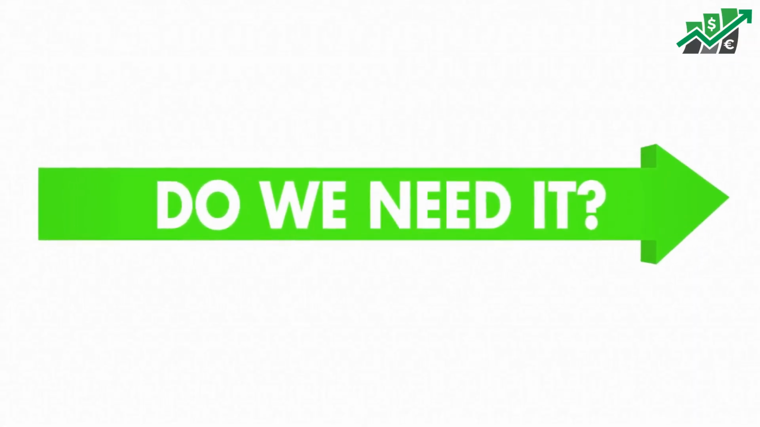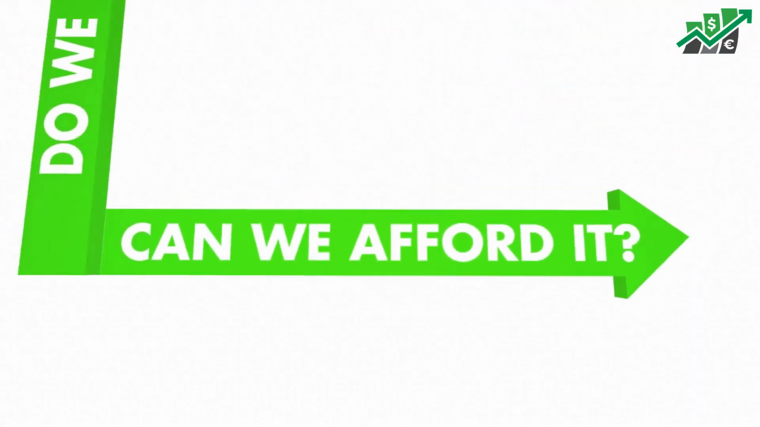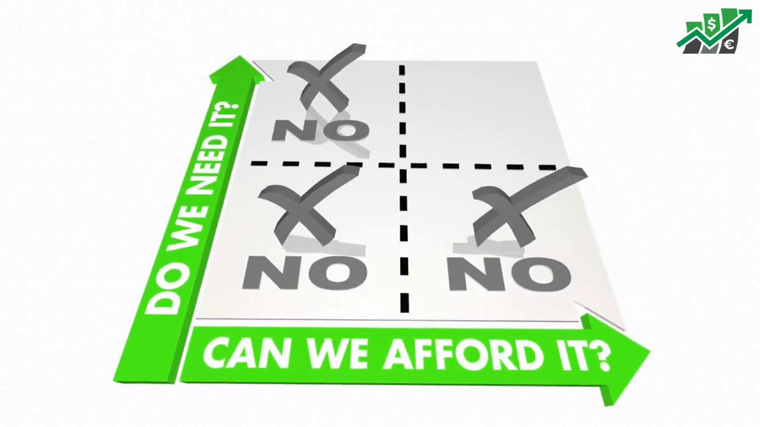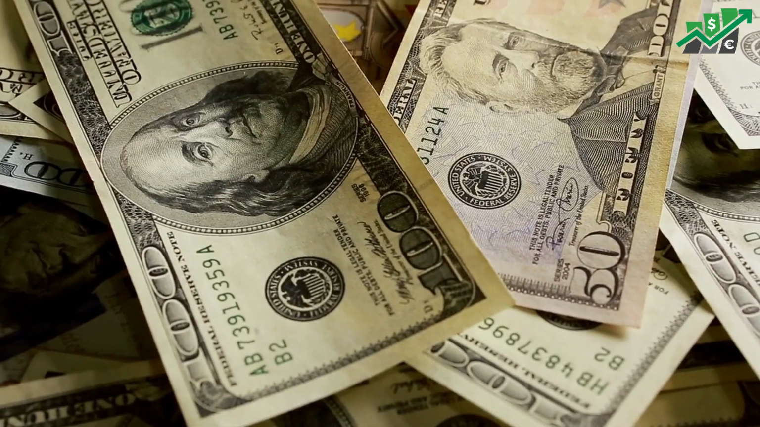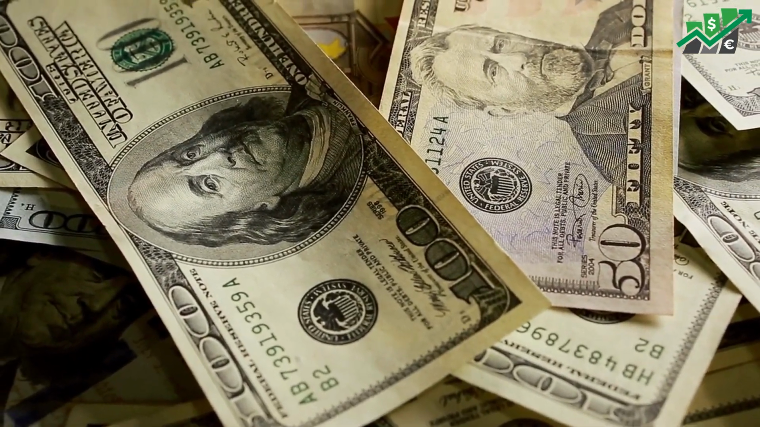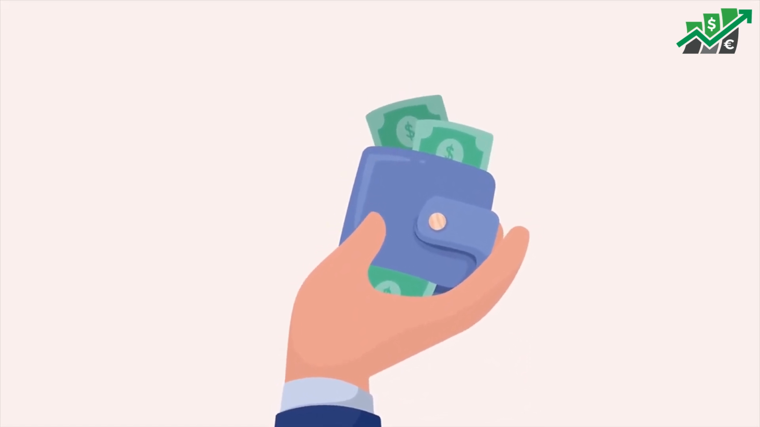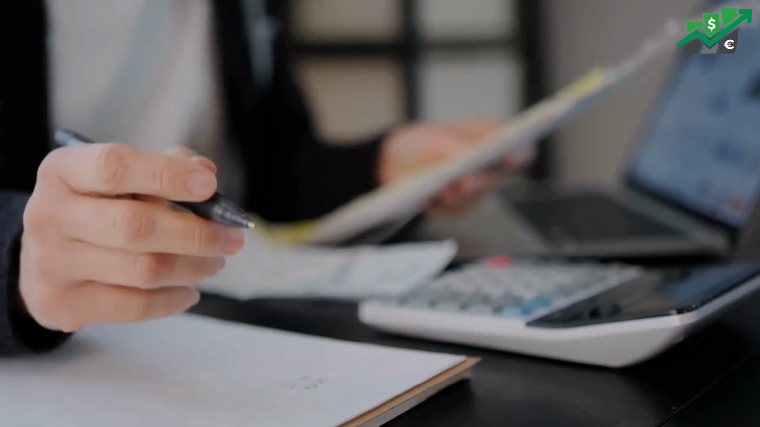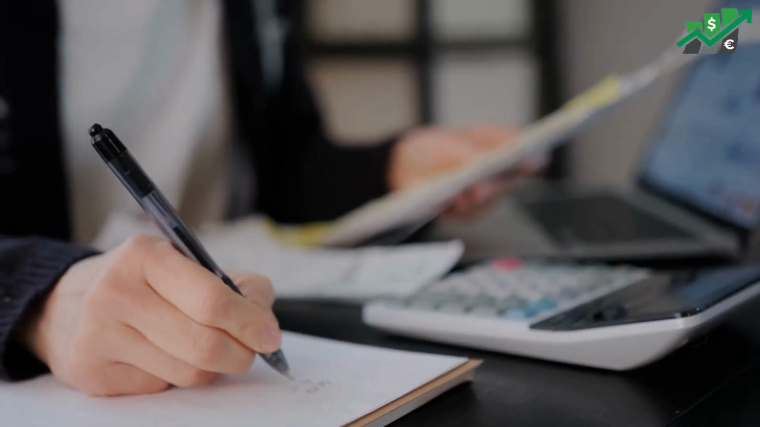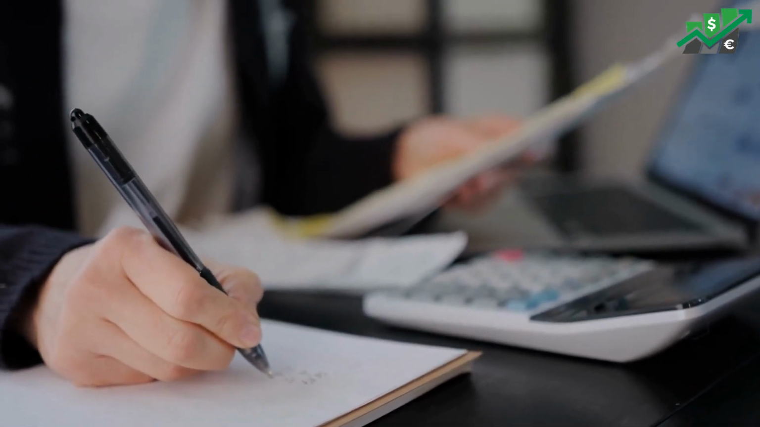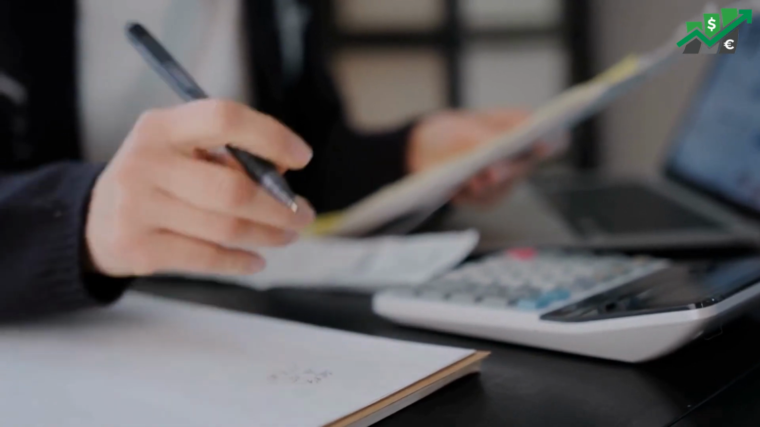Whether you're just starting out or looking to improve your current budgeting system, this video has everything you need to know. Assessing your current financial situation. The first step in creating a budget that works for you is to assess your current financial situation. This includes identifying your income sources and expenses, understanding your net worth, and setting a realistic financial goal.